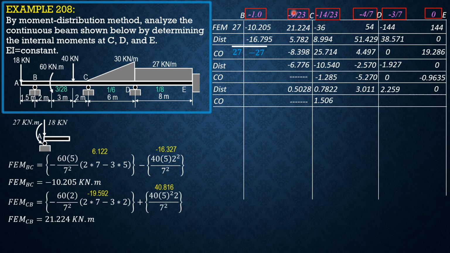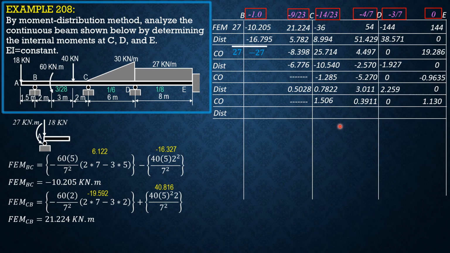1.506 times negative 9 over 23, put the value here, negative 0.5893. Replace negative 9 by negative 14, put the value here, negative 0.9167. 0.3911 times negative 4 over 7, negative 0.2235. Replace negative 4 by negative 3, put the value here, negative 0.167, then 0. Carry over, so none here.